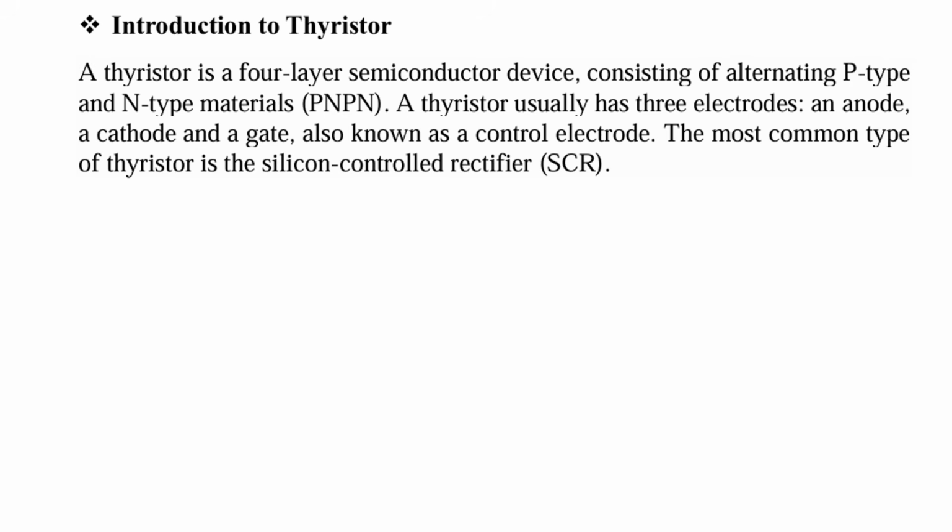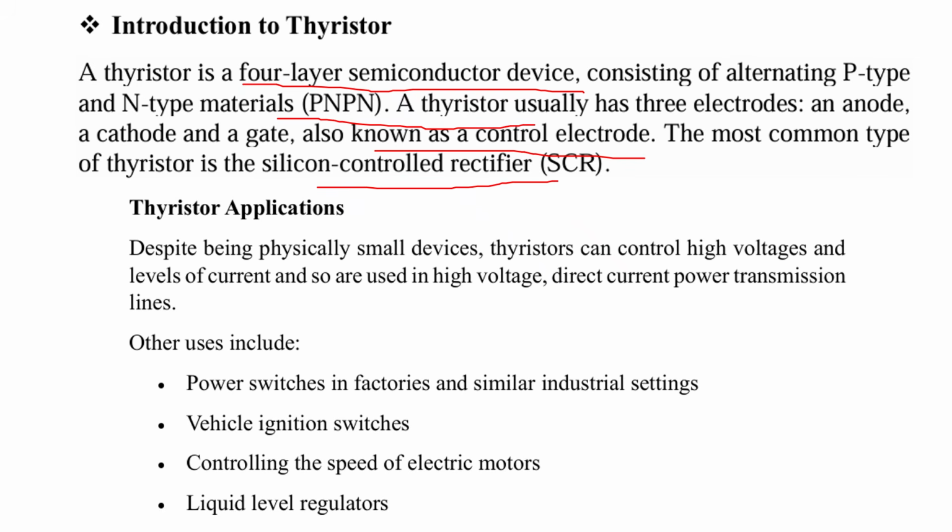Then thyristor. Next to these are the major types of diodes that we have discussed. Thyristor means we are now going to talk about the four layer type of semiconductor devices. Particularly we'll have the pattern of PNPN type of devices, right? So it is also called a controlled electrode. The most common type of thyristor is called SCR, silicon controlled rectifier.